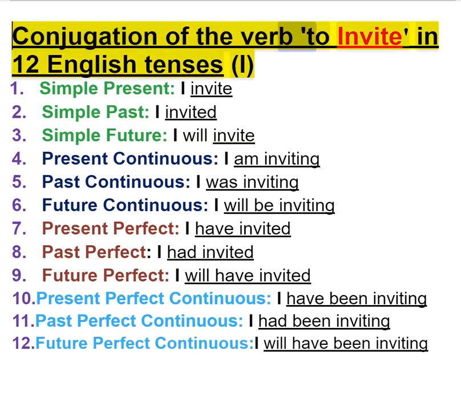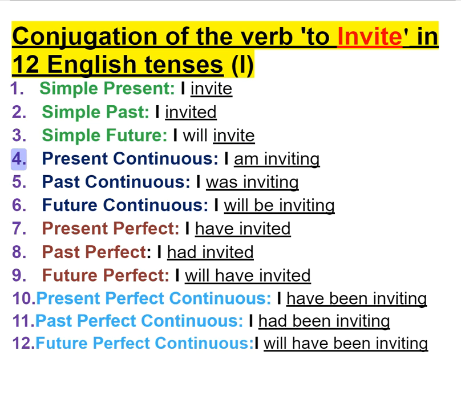Conjugation of the verb to invite in 12 English tenses. 1. Simple present, I invite. 2. Simple past, I invited. 3. Simple future, I will invite.